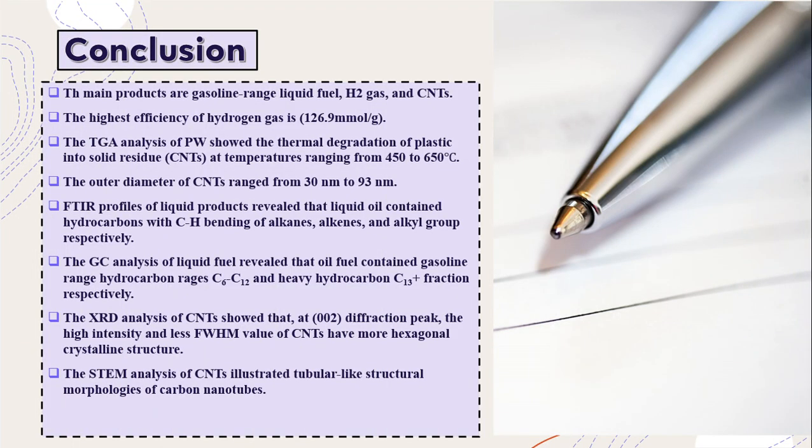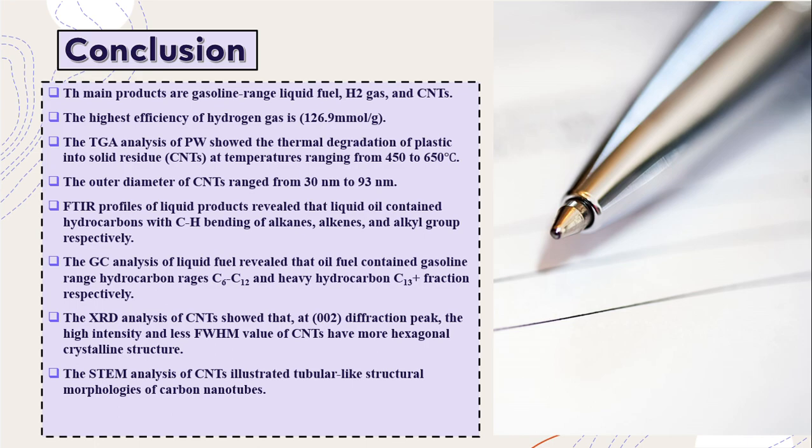Here is the conclusion. The main products are gasoline range hydrocarbons, liquid fuel, hydrogen gas, and CNTs. The high yield of hydrogen gas is 126.9 millimole per gram. The TGA analysis of plastic waste shows the thermal degradation of plastic into solid residue at a temperature range from 450 to 650 centigrade. The outer diameter of CNTs ranges from 30 nanometer to 93 nanometer.